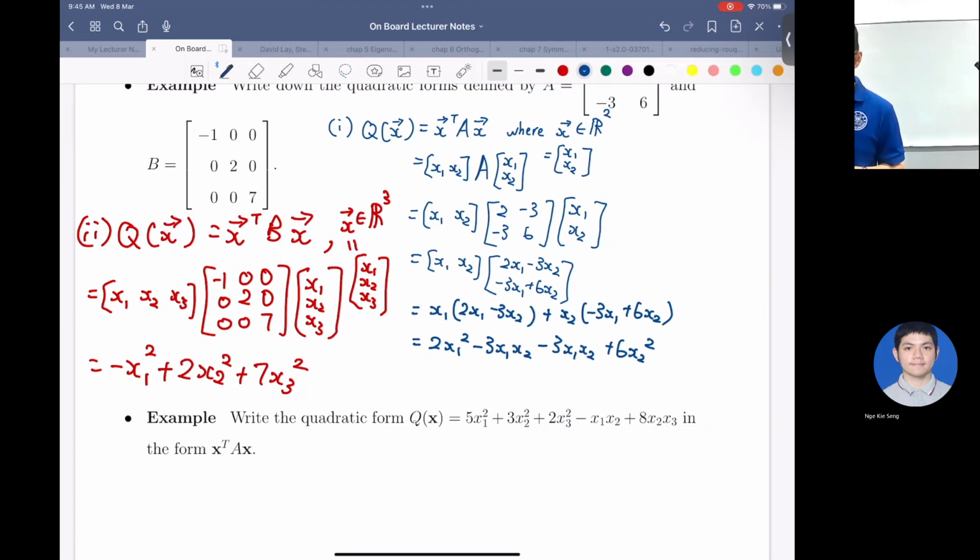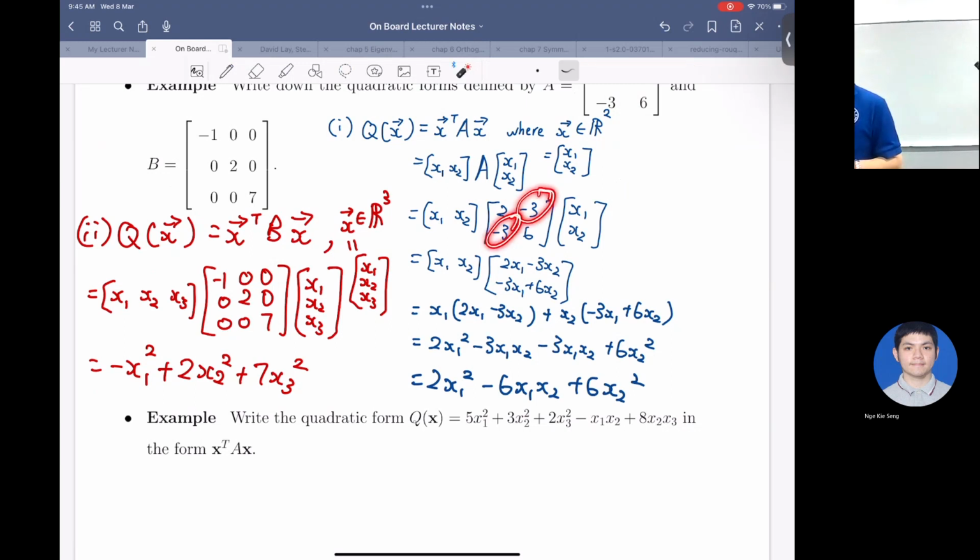So this is 2x1 squared, minus 6x1x2, plus 6x2 squared. Then the 3 here contributes to x1x2. Okay, let me draw a diagram here. So 2, minus 3, minus 3, 6.